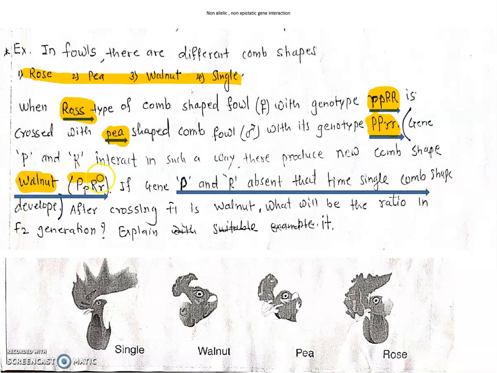In the walnut, both dominant genes are present, capital P, small p, capital R, small r. Capital means dominant, so dominant P and dominant R are present in the walnut. If both genes are present, there is formation of a new trait, a new comb shape, walnut. If dominant P and R are absent, a single comb shape develops.